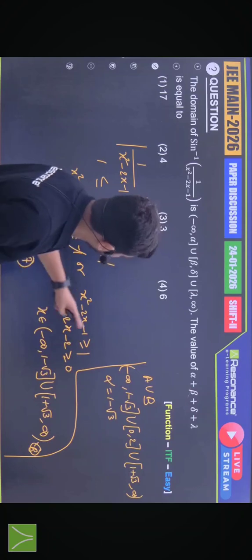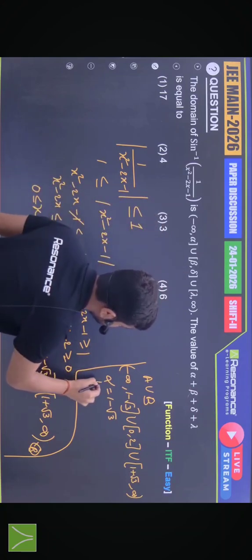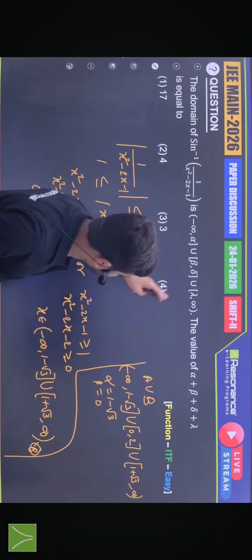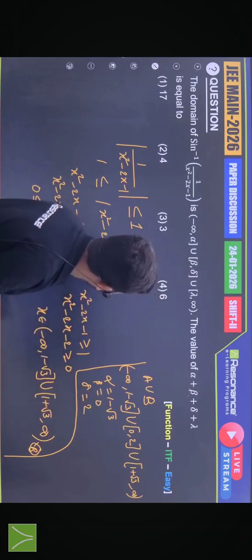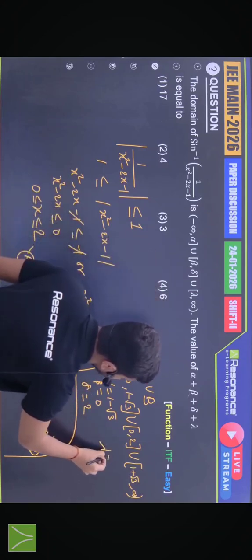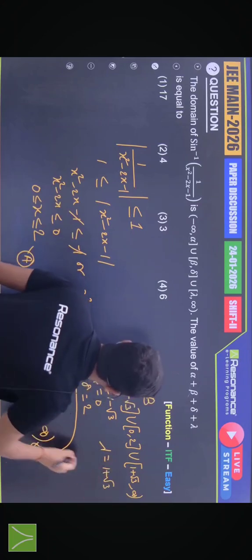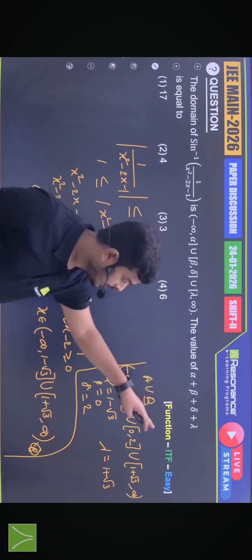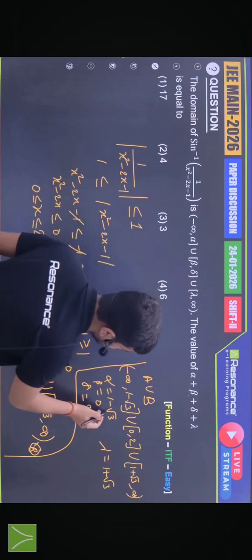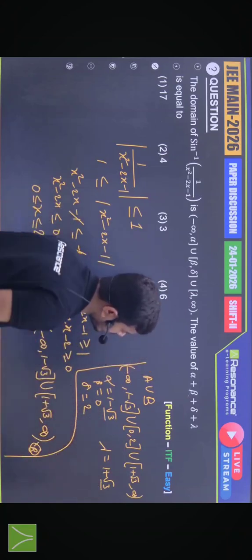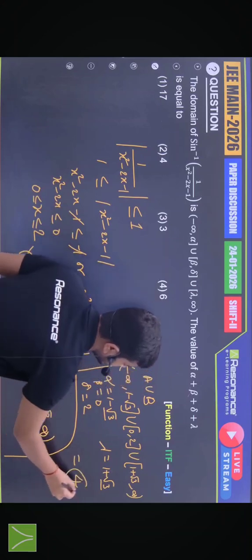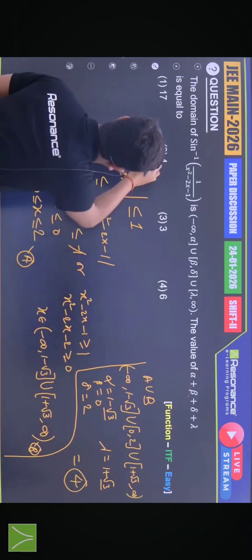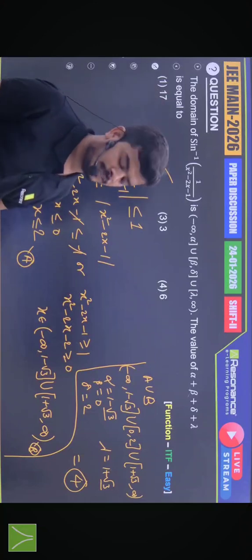And from here beta is 0, and delta is 2. And lambda you will get 1 plus root 3. You have to find the sum of these all. If you add these all, you will get minus root 3 plus root 3 cancel, 2 plus 1 plus 1. How much? 4. So your second option is correct. Easy question.